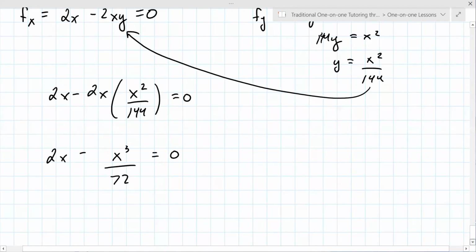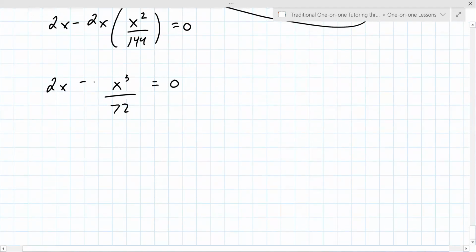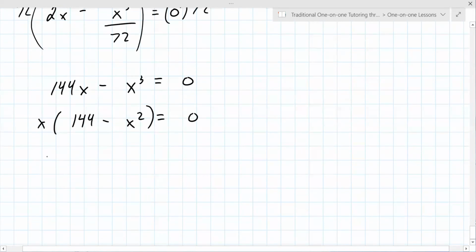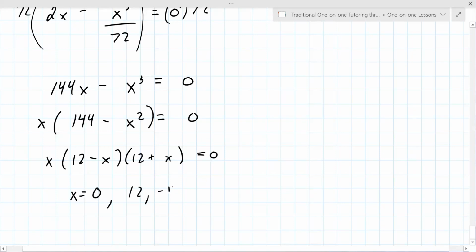And the mistake here is that you've got to be careful not to miss one of these. So I'm actually going to multiply everything by 72. So you get 144x minus x cubed equals 0. Factor out an x, so you get 144 minus x squared equals 0. This is a difference of squares, 12 minus x, 12 plus x equals 0. So x equals 0, 12, or negative 12. So there's actually 3 places.